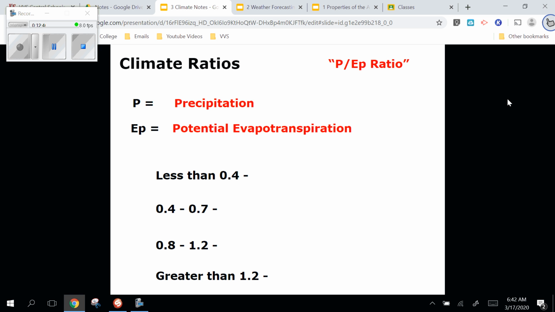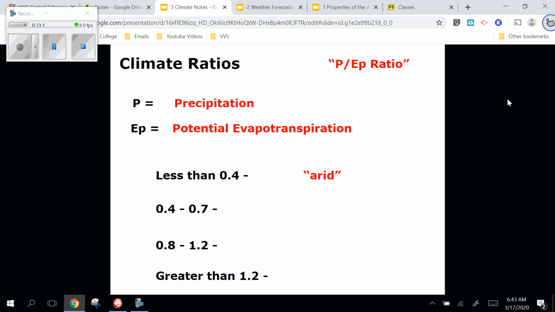So for example, if you have a place that gets very little precipitation, but it's really hot year-round, like Phoenix, if it does rain in Phoenix, it evaporates away quickly, almost instantaneously. So they have very little groundwater. It's very dry there. So they have a very, very low P/EP ratio. A small number on top, a bigger number on the bottom makes a very small fraction. The smaller the fraction, the drier the area in general.